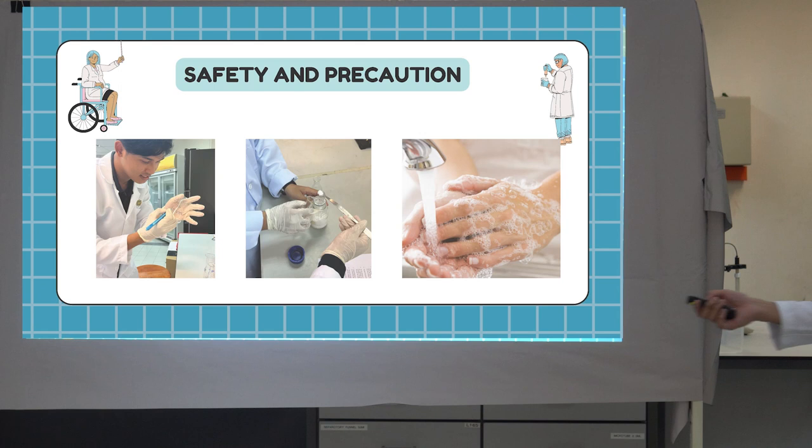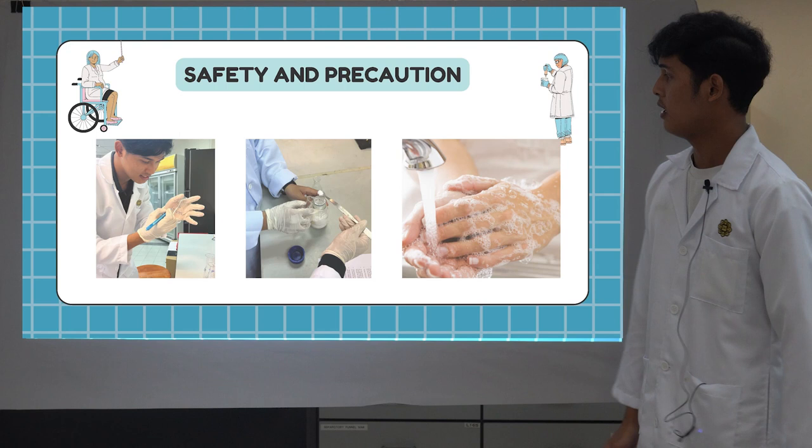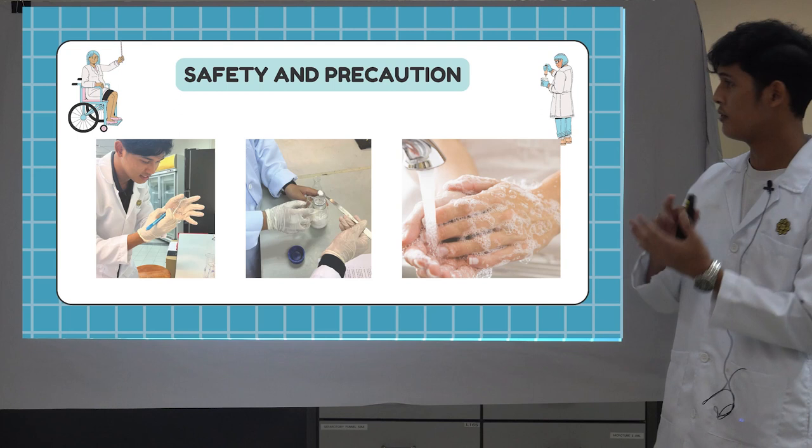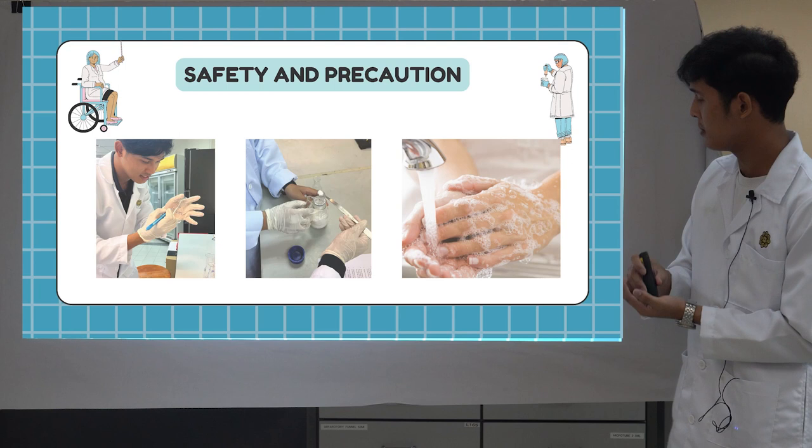Okay, my name is Daniel. I will present about safety and precautions during lab. Safety and precaution are separated into three parts. First, safety before entering the lab. Second, during the lab, during the experiment. And third, after the experiment.